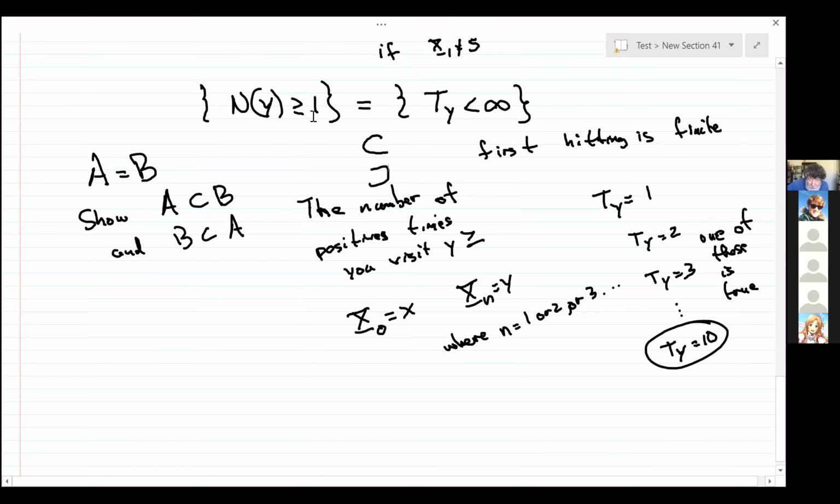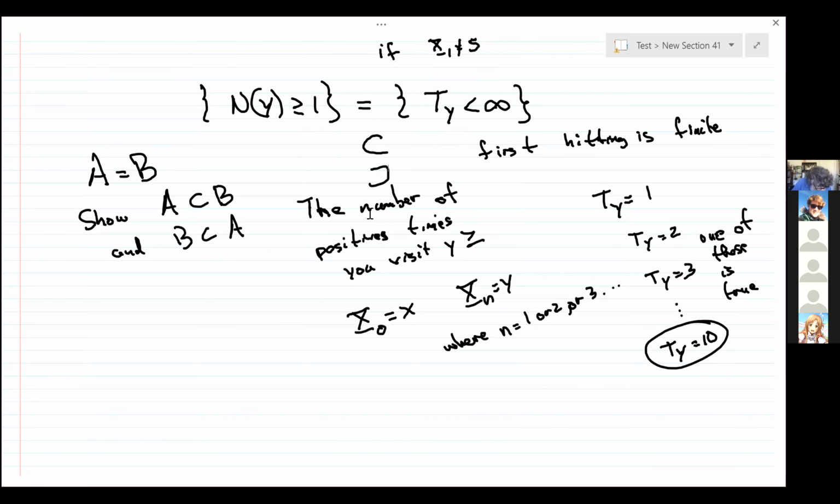I think that makes sense if you think of it that way. You're in here, which means the number of times you visit Y is positive, one or more. Then there has to be a first time where it occurs, and that first time will be a finite number. That gives you this inclusion. On the other hand, if the time it takes you to first visit Y is a finite number, like 10, then it's clear you visited Y at least one time, because you visited it at time 10 and maybe more. So if this is finite, then the number of times you actually visit that state will be 1 or bigger. So it's not a hard thing, but it is a set equality.